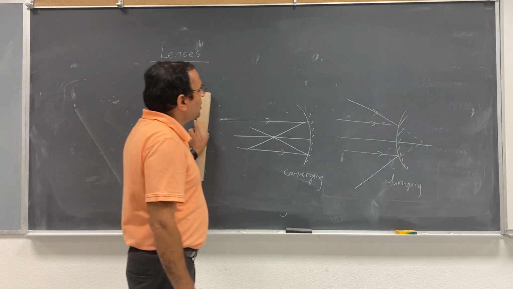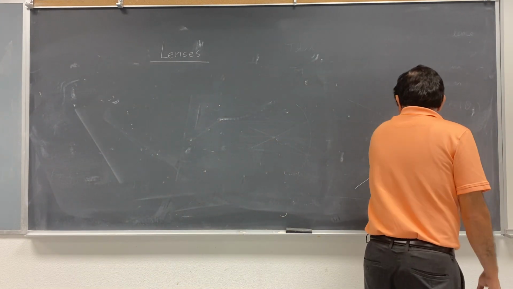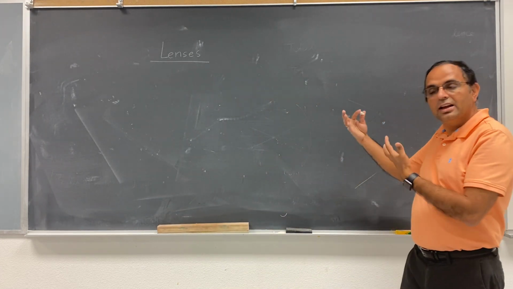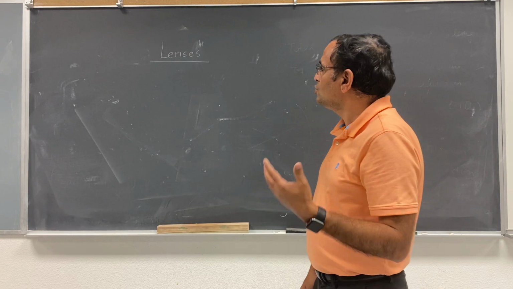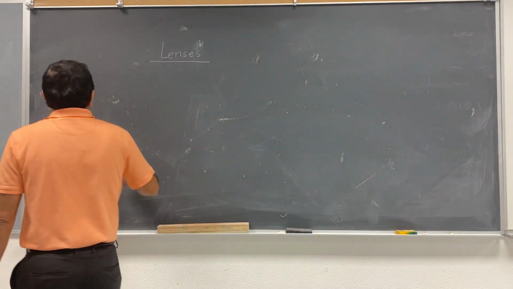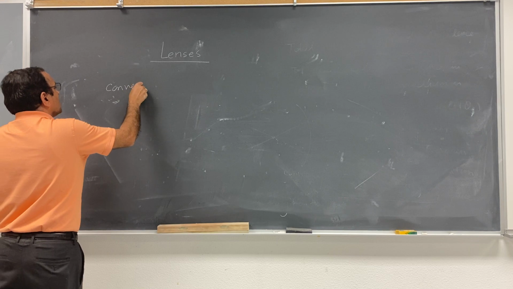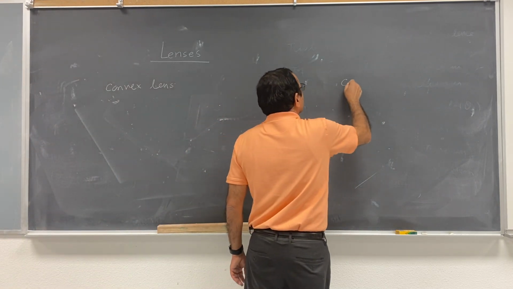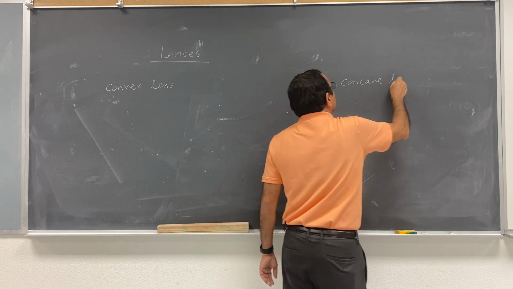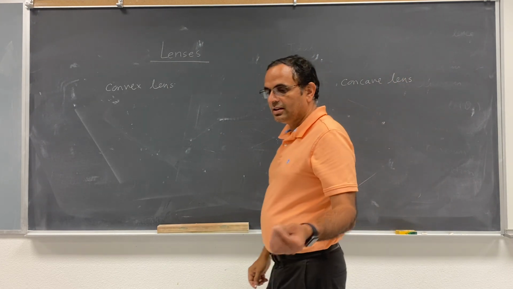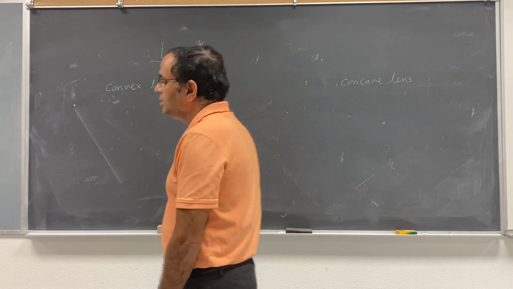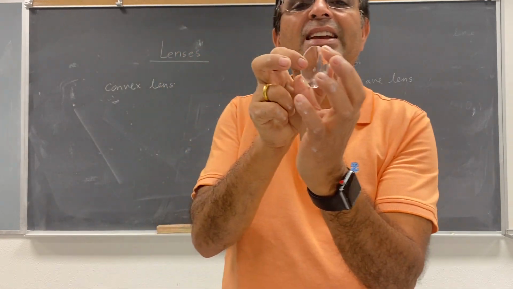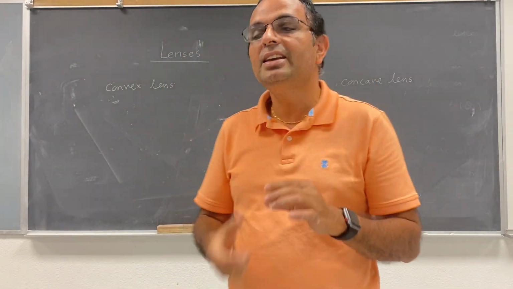But today I want to talk about lenses. The lens is a transparent medium. The refraction takes place in a lens also. And there are two types of lens. One is the convex lens, and another one is the concave lens. If I find the concave lens in my next class, I'll bring it. So the convex lens is like this, thick in the middle, and the concave lens is thin in the middle.